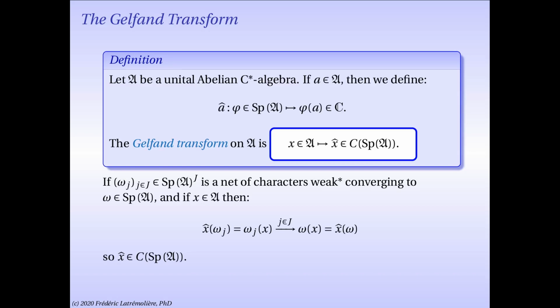You see, if you pick an arbitrary converging net in your spectrum, let's call it omega j here, and the limit is called omega, and you take an arbitrary element x in your C-star algebra, then if you compute the Gelfand transform of that element at omega j, by definition, it is just a symbolic manipulation. This is just equal to the character omega j evaluated at x, and what weak star convergence tells us is that that converges to omega x. It is, after all, pointwise convergence, but omega x again is the Gelfand transform of x evaluated at omega. So the Gelfand transform of an element of the C-star algebra is an element of the continuous functions on the Gelfand spectrum.